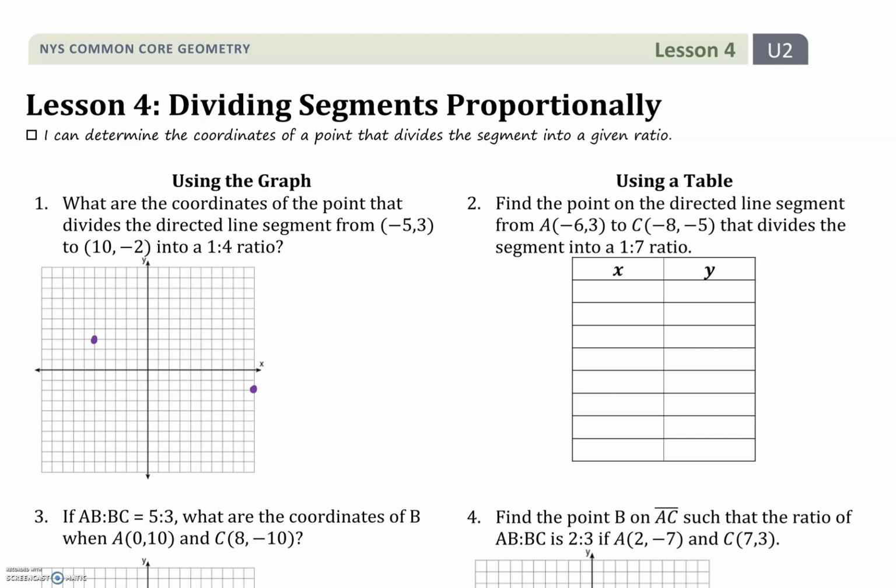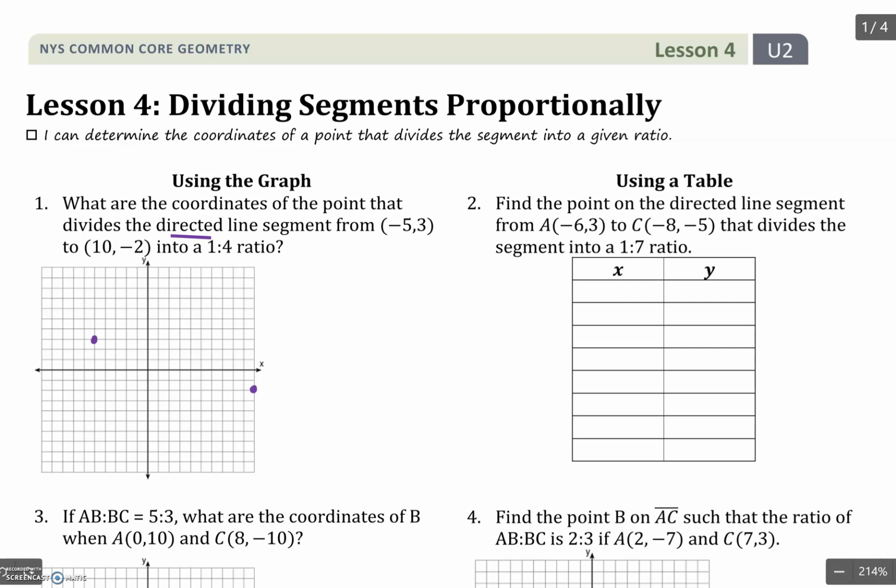Hi everyone, it's Mrs. Griffin with the Unit 2 Lesson 4 video where we're going to be talking about how to take a segment and divide it up into equal parts, not just half, but into a certain ratio. So when we look at number 1, I've plotted the 2 points they've talked about, and it says that we're going to find a point that divides this directed line segment, which goes from -5,3 to 10,-2 into a 1:4 ratio. Let's start first by talking about what a directed line segment is.